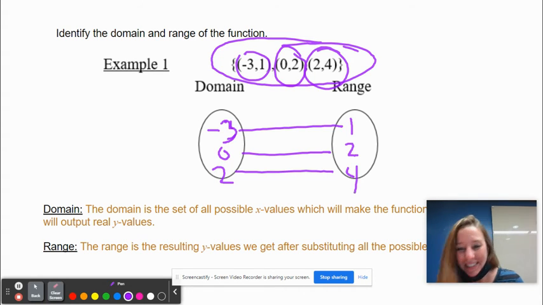A lot of my students are like, wait, is it that I can't repeat y's or I can't repeat x's? I like to make the joke that if you have a repeat with an x, that's not functional. Get it? Okay, so that's how I remember it.